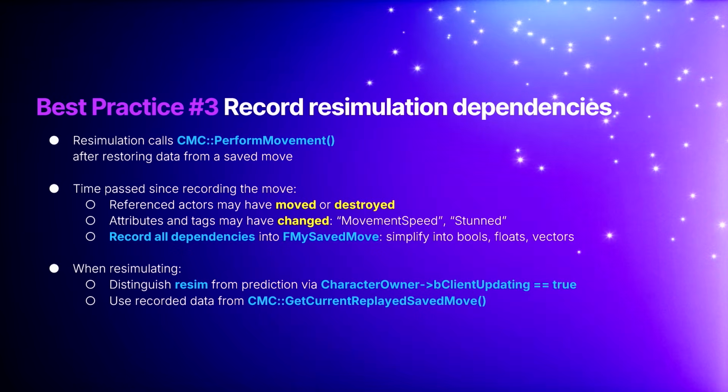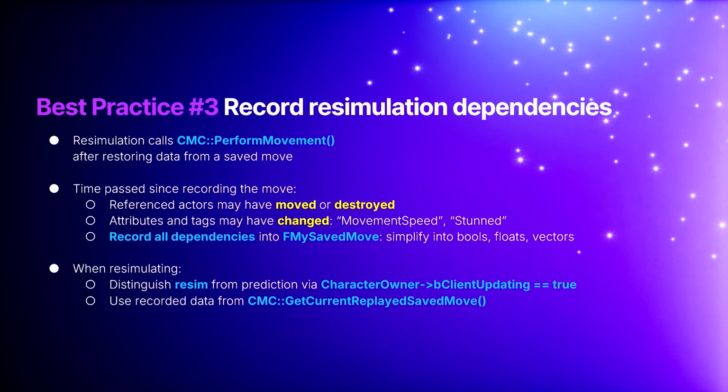Now, the next best practice is to record your resimulation dependencies or your movement dependencies into save moves. Because when the client receives a correction and resimulates moves, some time has already passed in the world. So other actors may have moved farther ahead in time. Your attributes may have changed, like your GAS gameplay attributes. So when you resimulate the move, it might not be totally accurate. What you want to do is to record everything that CMC needs to resimulate that move accurately.